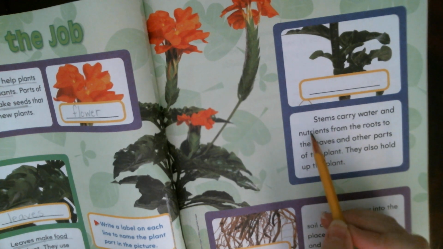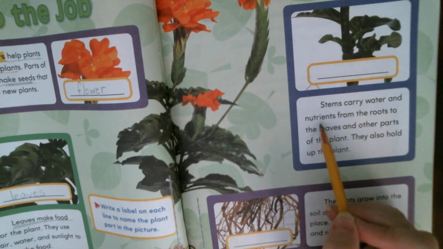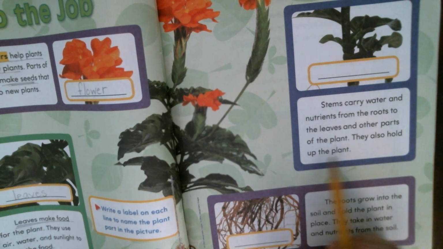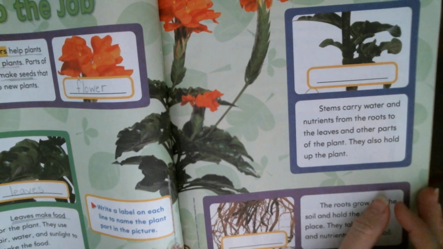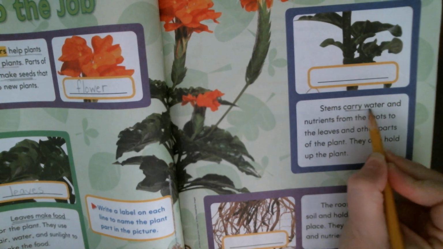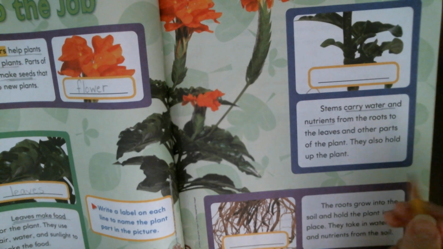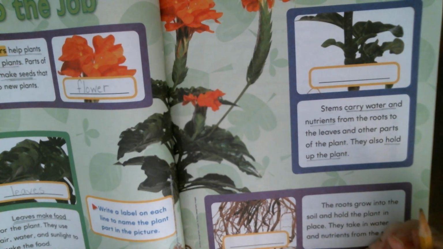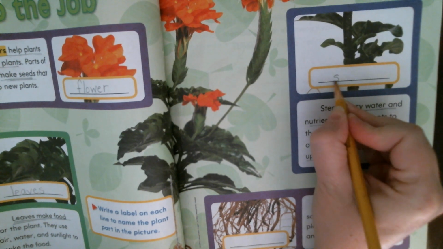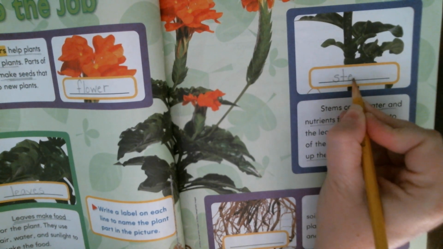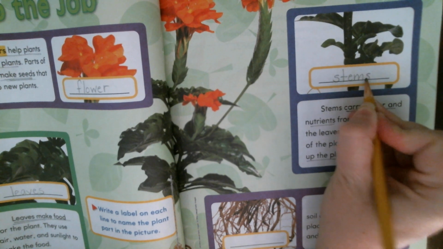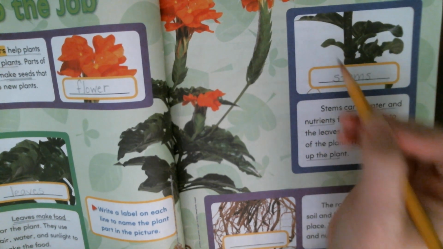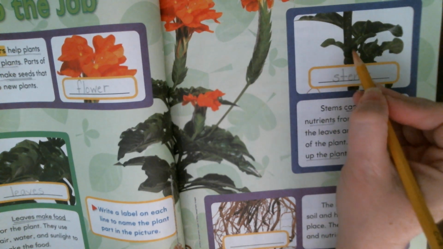Stems carry water and nutrients from the roots to the leaves and other parts of the plant. They also hold up the plant. So stems actually have 2 jobs. They carry water and nutrients, and they also hold up the plant. All right, these are our stems. It's almost like a big straw. I'd like to think of it as a hallway, and each leaf that it goes to is like a door in a hallway. You have to walk down the hallway to get to each of those.